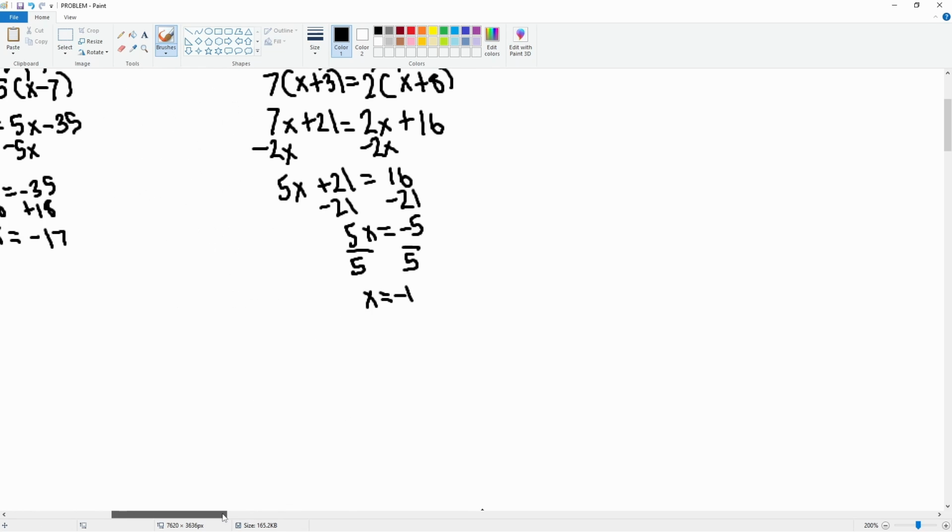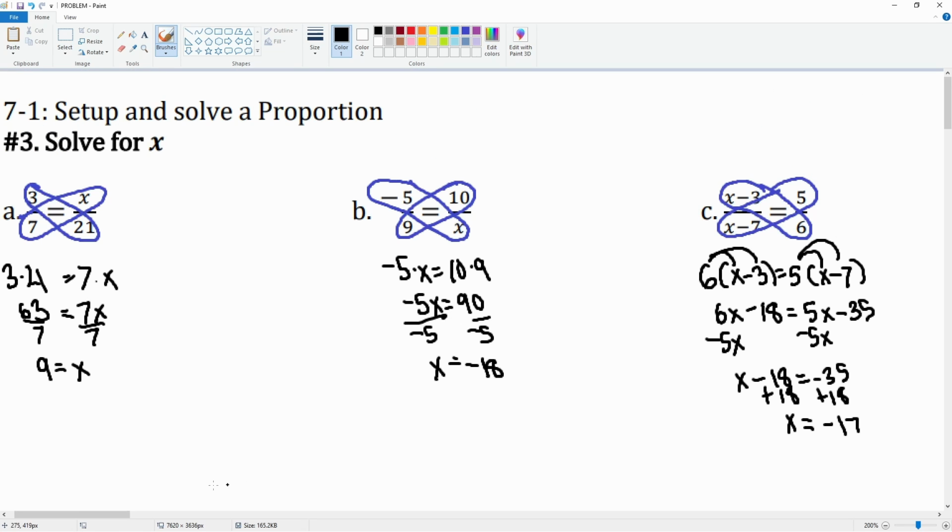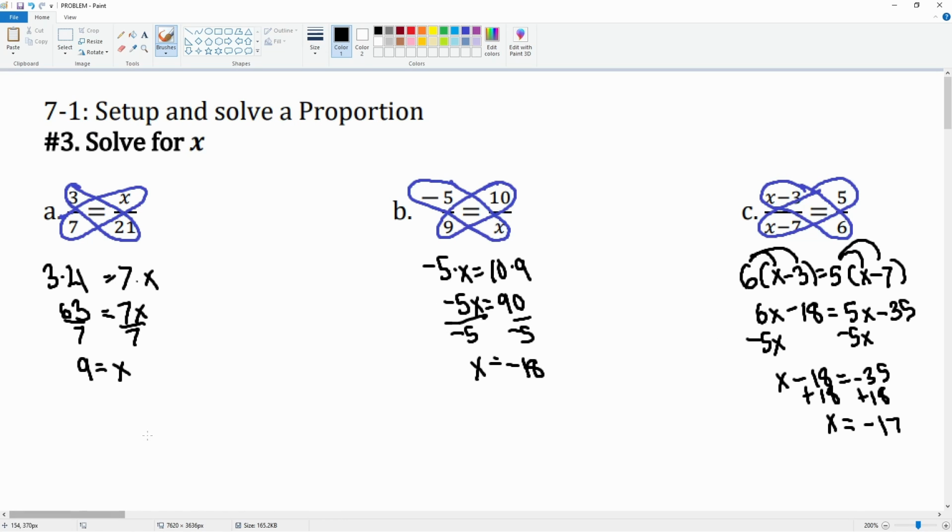Those are all your answers for solving for x. You just had to cross multiply and then isolate the x.